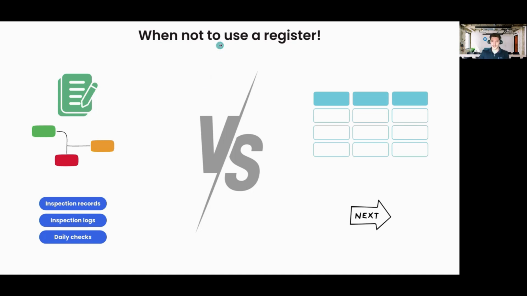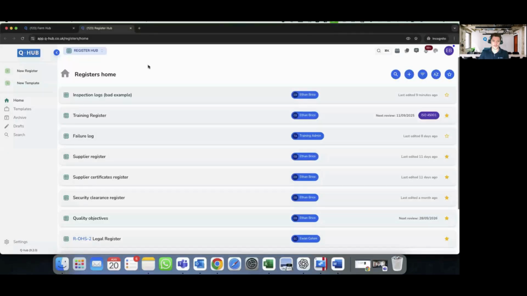So I'm just going to stop sharing very briefly while I actually get up an example to show you what I mean. Because it's really important that if you're going to be using Register Hub or you want to do some of these different things, that you don't use registers in this way. Because it's not the best experience, and there's much better tools on the application for you.